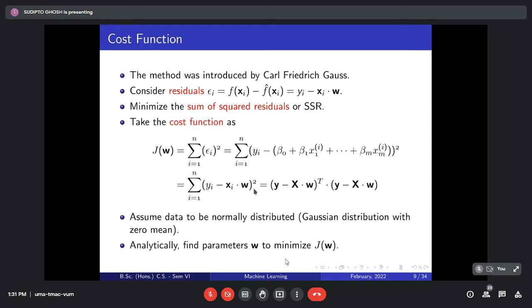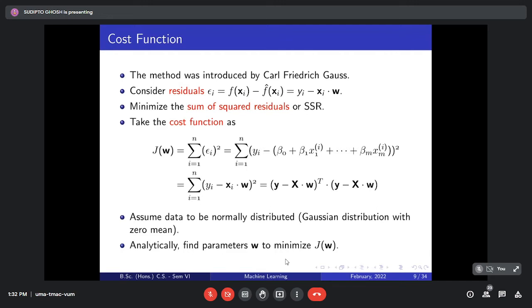So we can represent this entire cost function as y minus capital X W, transpose, times y minus capital X W. In bold, these are all matrices or vectors, not real values. So this is our representation for the cost function that we will be using in matrix notation. And in the ordinary least squares method, we do not do gradient descent or any iteration. This is just one shot, we have to find the parameters W.